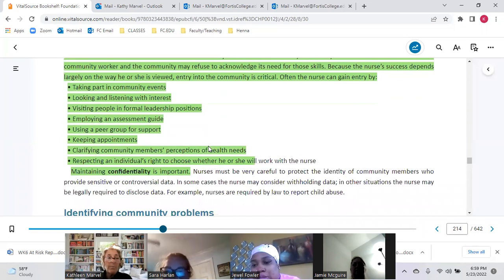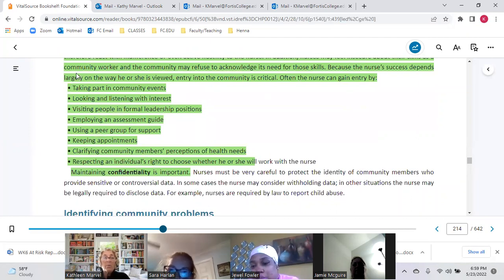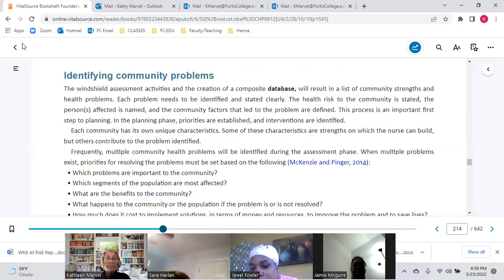Here's a couple of suggestions of the way to gain support, gain trust. Take part in community events, looking and listening with interest, visiting people in leadership positions, keeping appointments, clarifying community members' perceptions, respecting an individual's right to choose whether he or she will work with the nurse, and then obviously maintaining confidentiality. Okay? So that's how we do a community assessment.